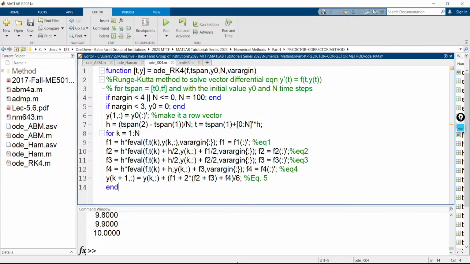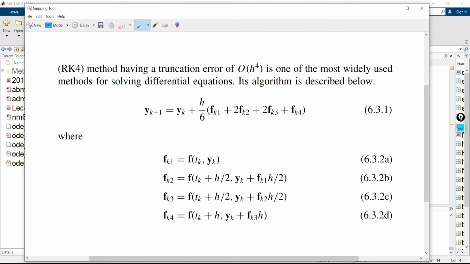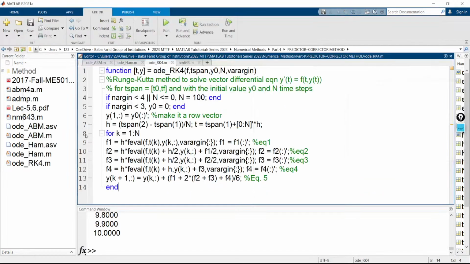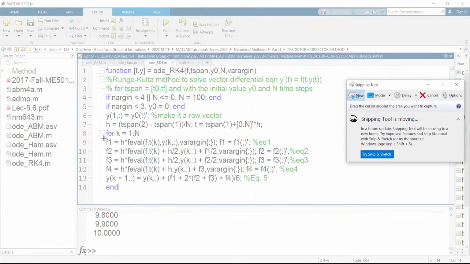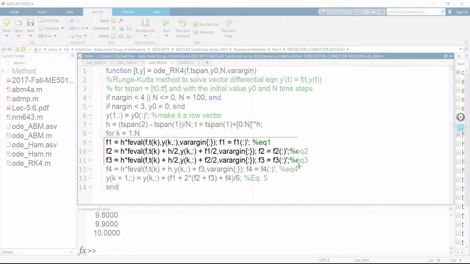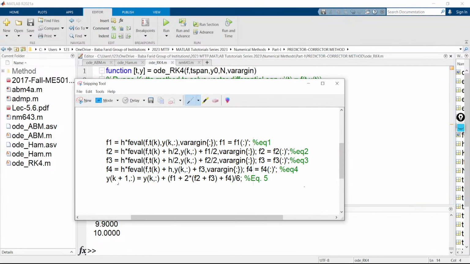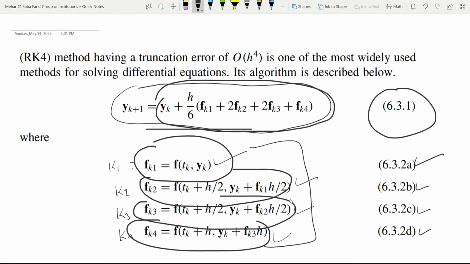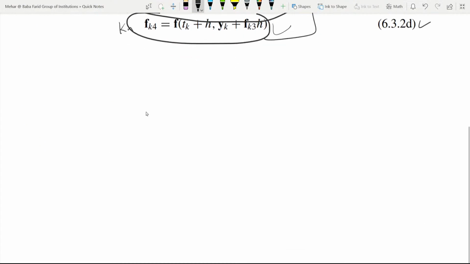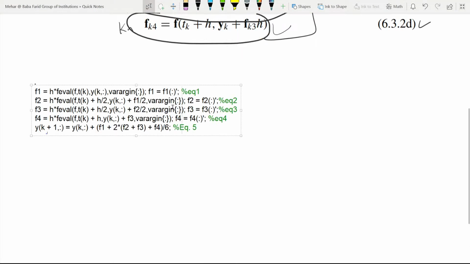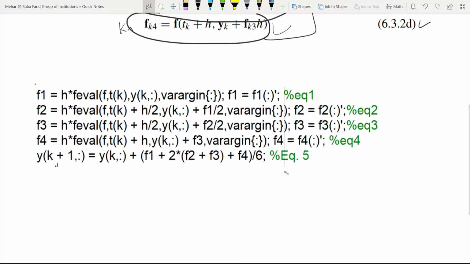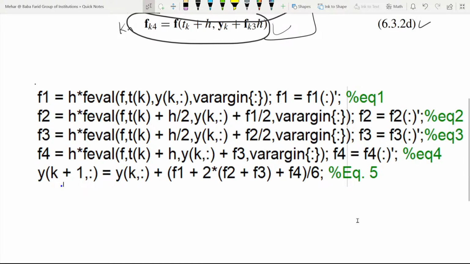Just one minute, if possible, for me to make this full size. Then come here, scroll down. Yes. Now see.